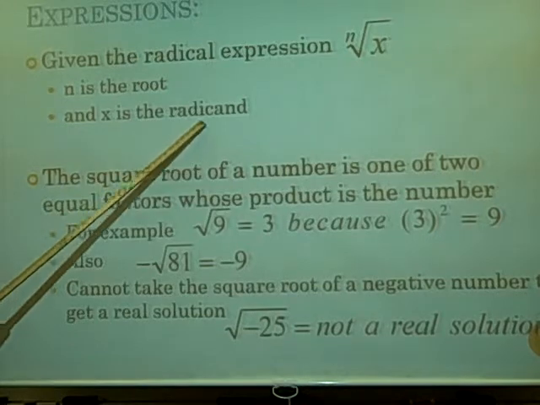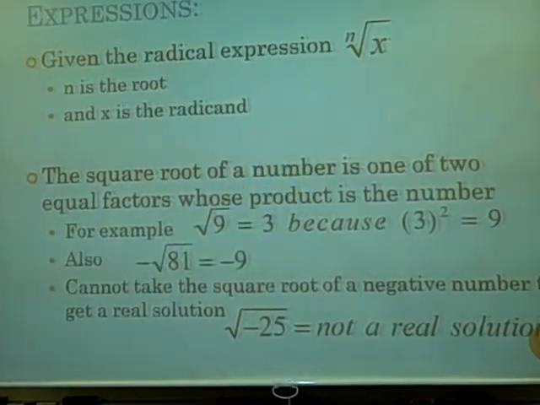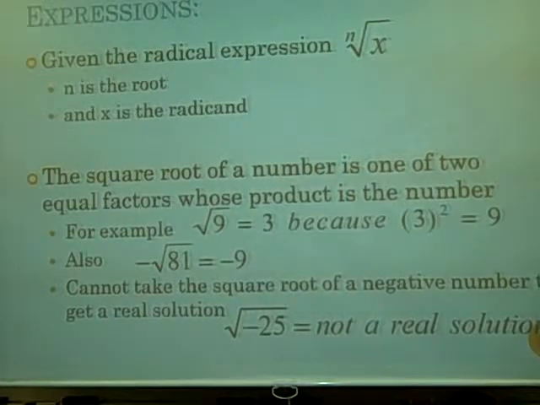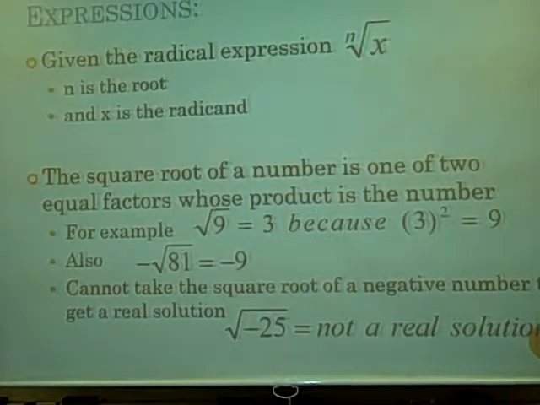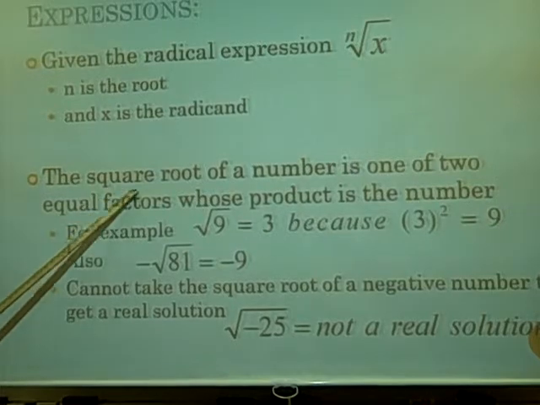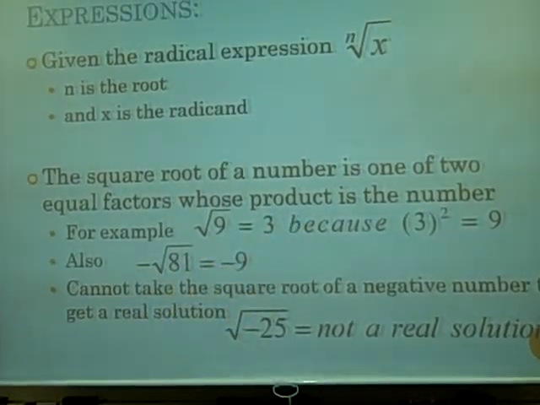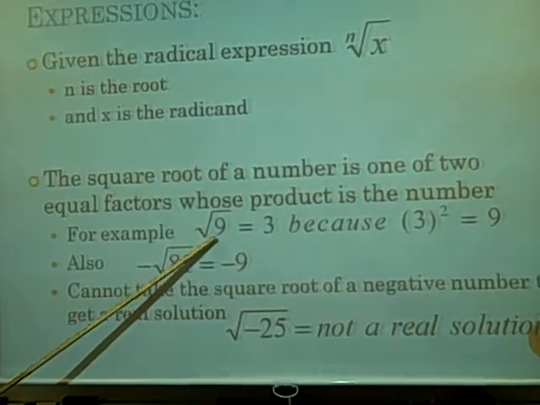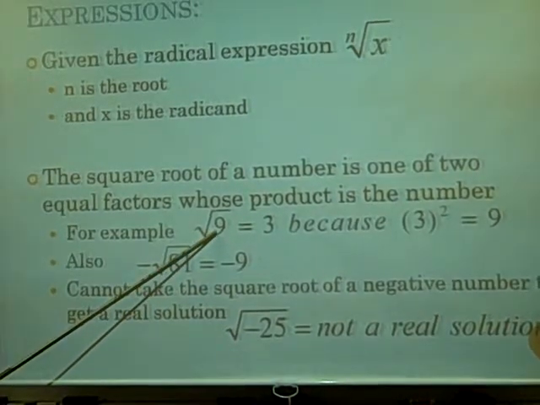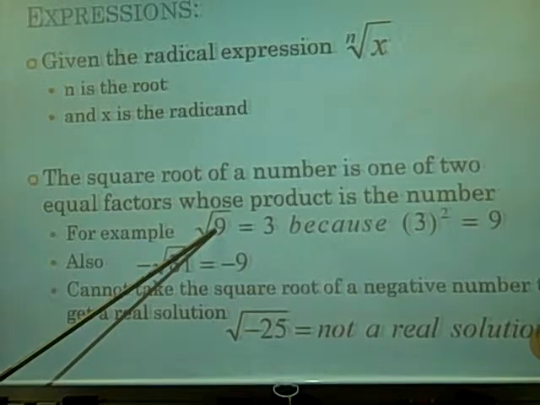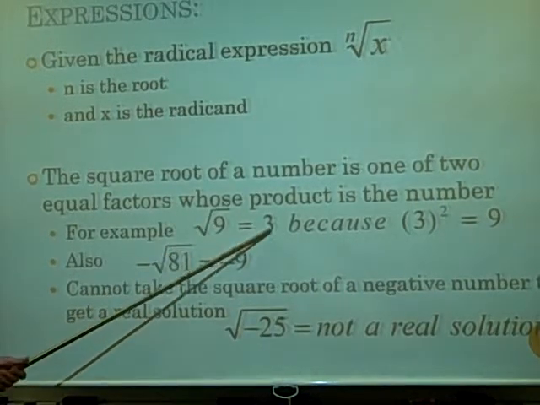The x is called the radicand. That's the number that's getting applied, in this case, the square root or whatever root you have. The square root of a number is one of 2 equal factors whose product is the number. So in other words, 9 would be like 3 squared. So the square root of 9 is 3.